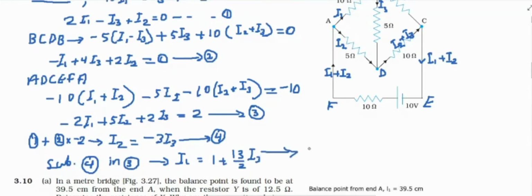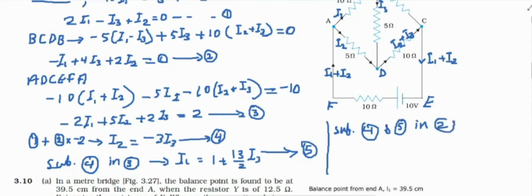So take it as equation 5. Then substitute 4 and 5 in equation 2. Then you will get the value of I3.